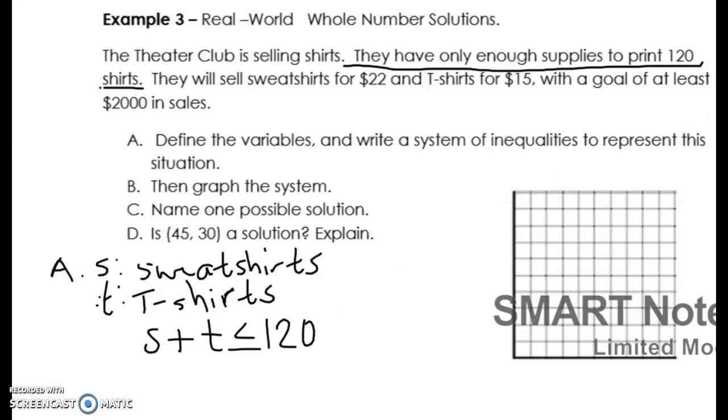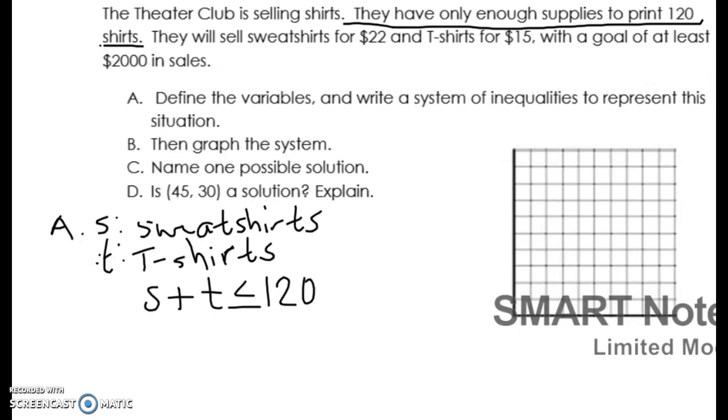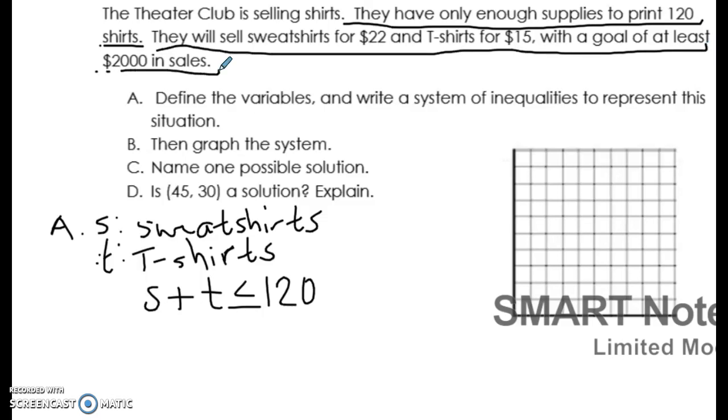Then I also know from that second piece of information that they will sell sweatshirts for $22 and t-shirts for $15 with a goal of at least $2,000 in sales. So they want to earn at least $2,000. So if they sell sweatshirts at $22 per sweatshirt and they're selling t-shirts at $15 per t-shirt, they need that amount to exceed 2,000. So it has to be greater than or equal to 2,000.